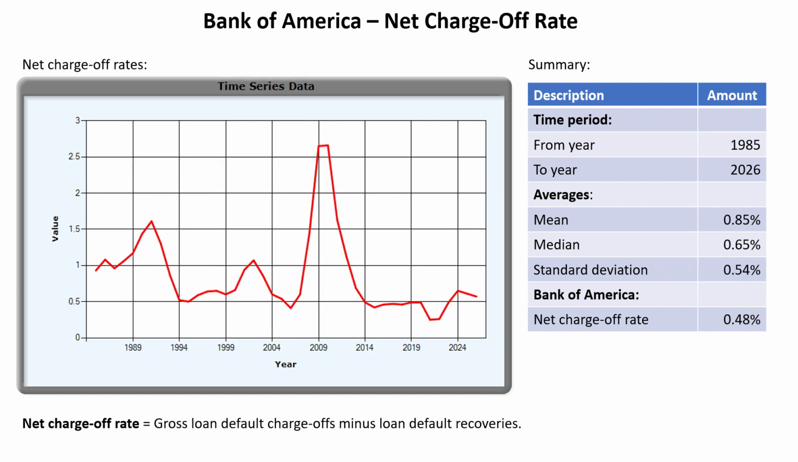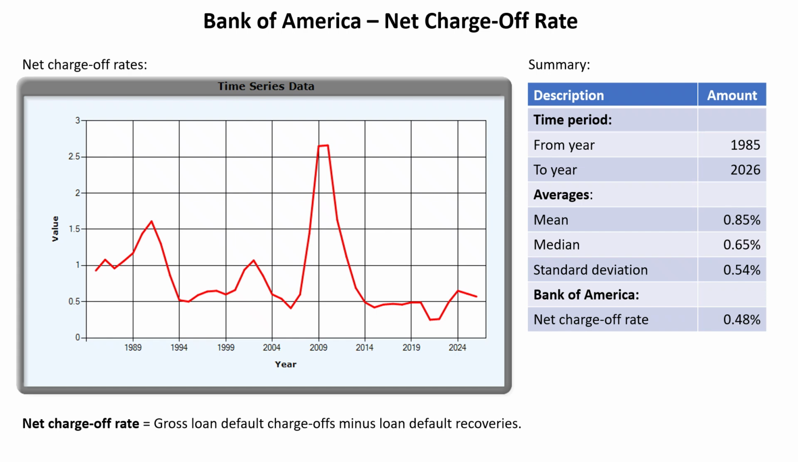In this slide, we want to take a look at Bank of America's net charge-off rates. If you take a look at the graph to the left, this graph goes from 1985 to 2026. You can see that right around 2008, 2009, there was a big spike in net charge-offs, which makes sense because that was the great financial crisis. And if you take a look at the table to the right, we can see that the graph again goes from 85 to 2026.